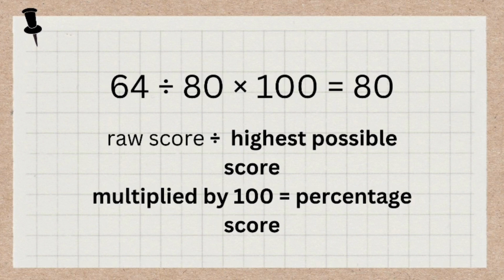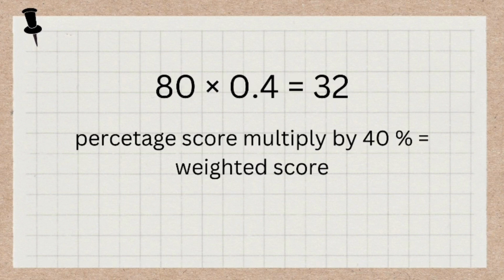So you can see 64 represents the student's raw score and 80 represents the highest possible score, and we have to multiply it by 100 to get the percentage score. So the score is 80, so it is 80%. So to get the weighted score naman, we take 40% of the percentage score, which is equal to 32.